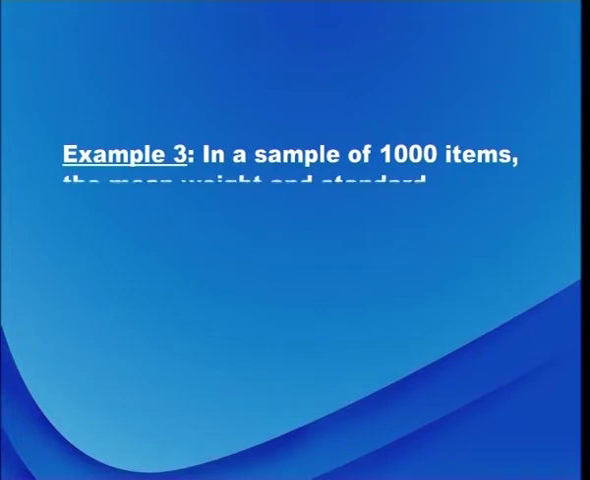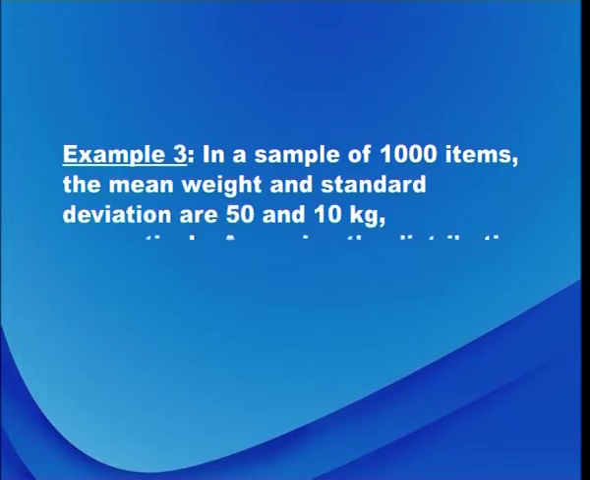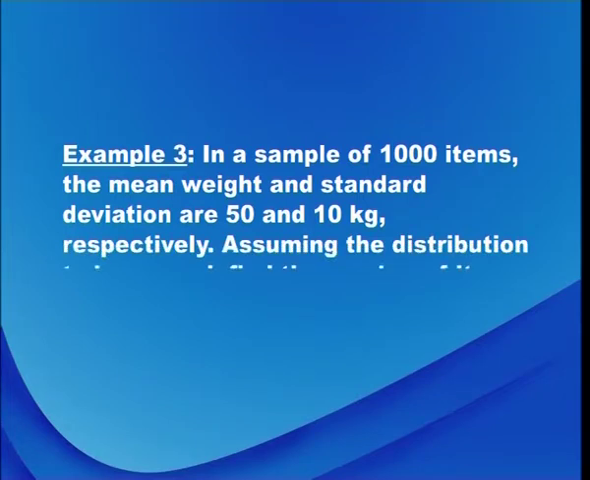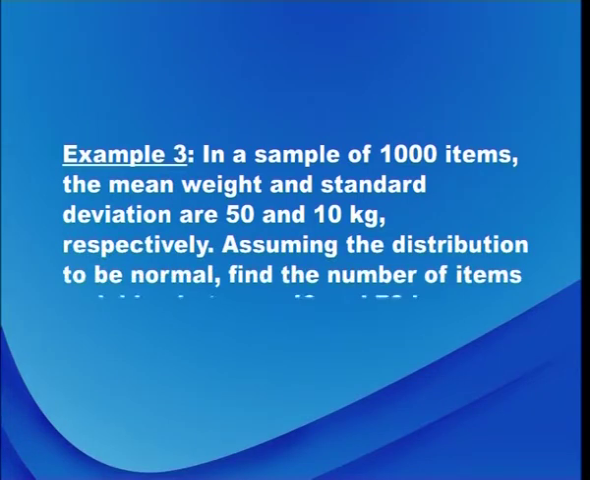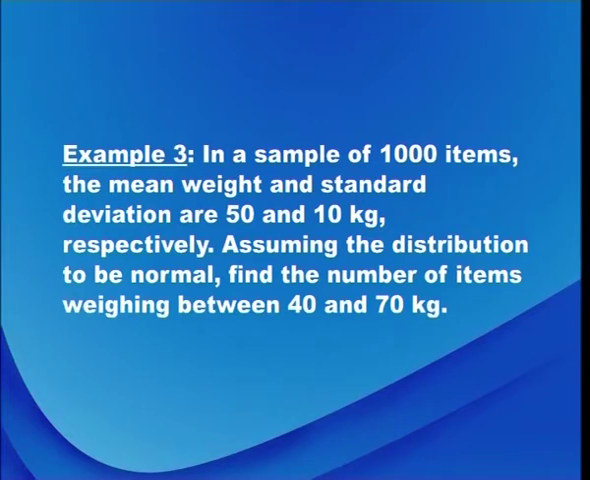Let's take another example. In a sample of 1000 items, the mean weight and standard deviation are 50 and 10 kg respectively. Assuming the distribution to be normal, find the number of items weighing between 40 and 70 kg. So let's look at the image. Let's see the solution. Let x be the required normal variate representing the given distribution.